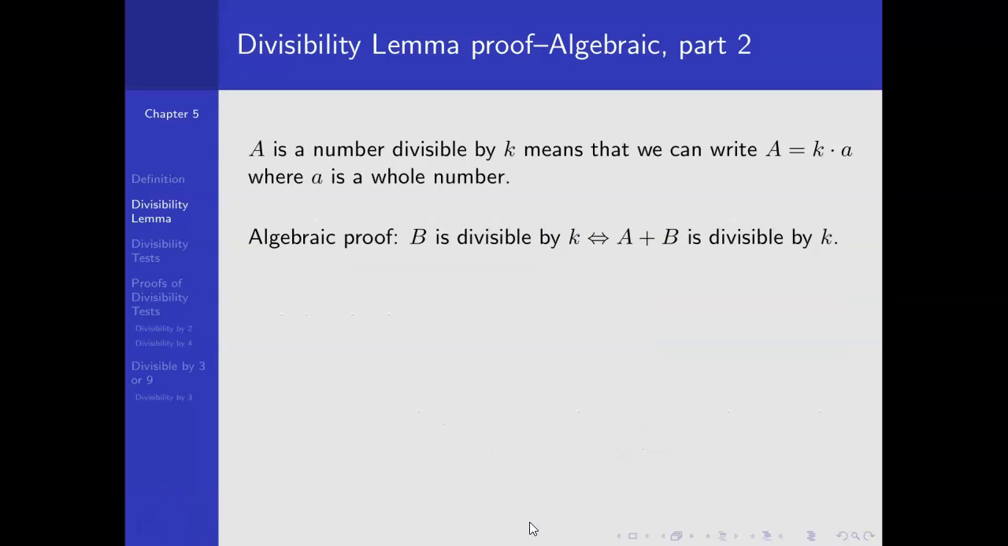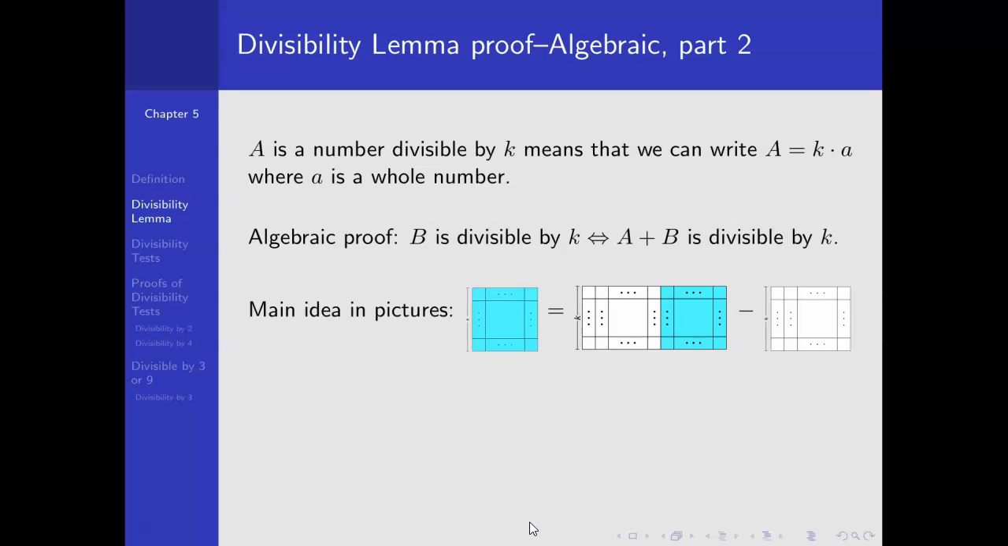And now our second part. This time we are going to start with a plus b being divisible by k, and we're going to pull a off of it so we have b by itself. So here's our main idea in the pictures, is that b, we got that from starting with the whole and splitting a off of it and just being left with b.